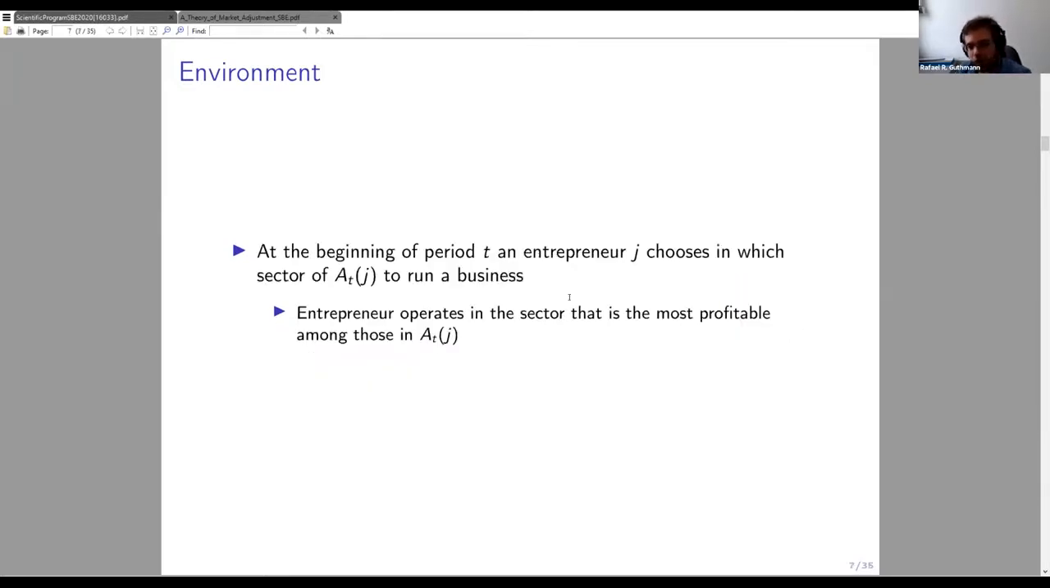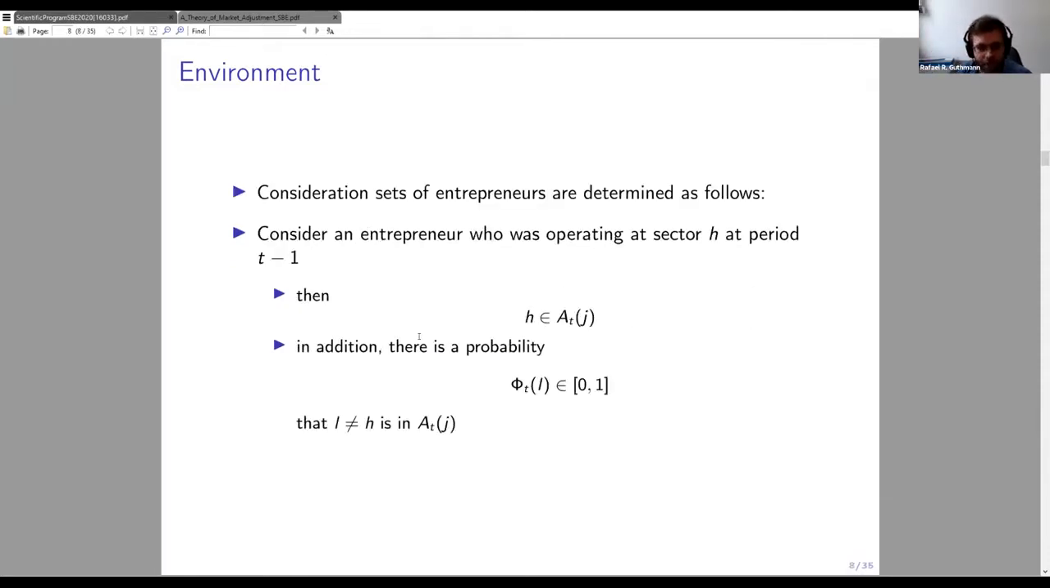Then at the beginning of period T, you choose the sector in A_tJ to run the business that is the most profitable. The profitability includes the prospective future profits. But I will skip over most of the notation in the model in this presentation because of time constraints and because the model has a lot of moving parts. So the consideration set of an entrepreneur is determined as follows.